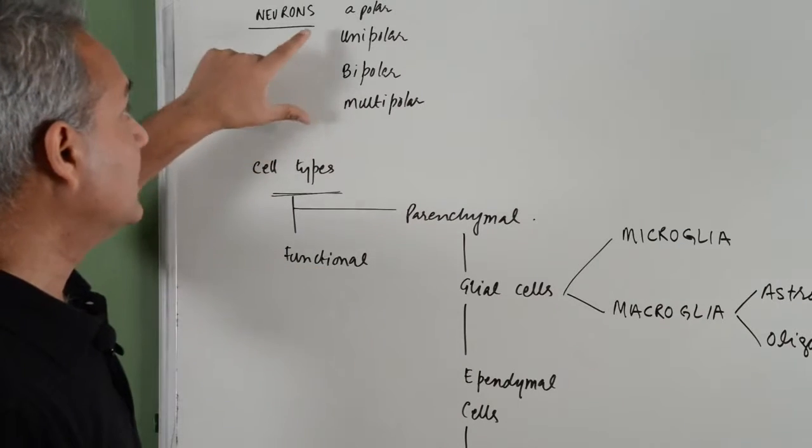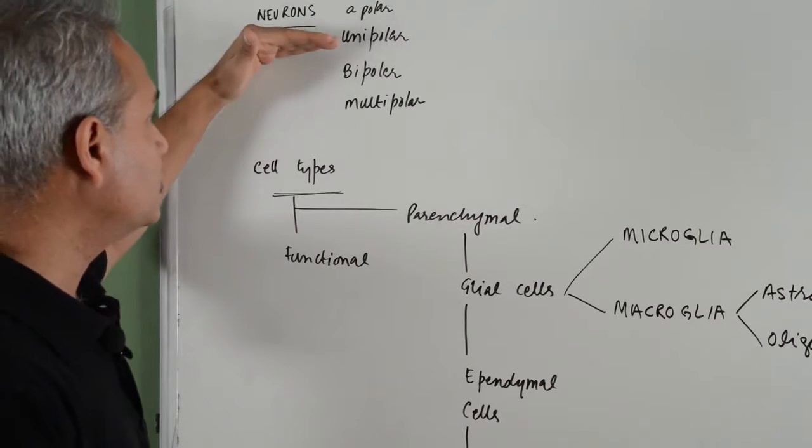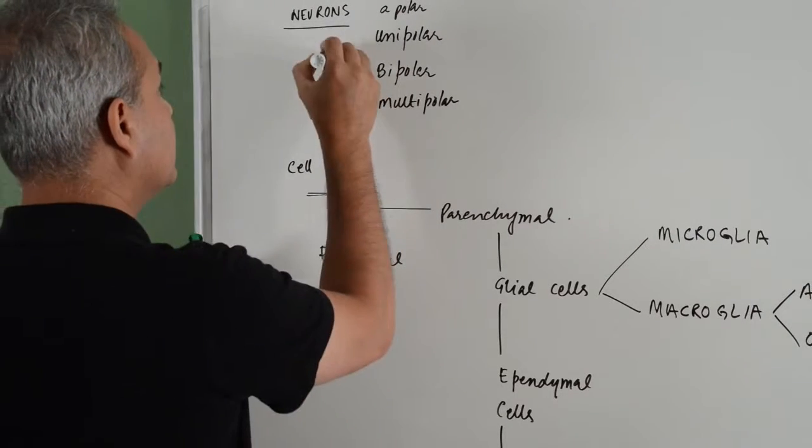Now neurons are of multiple types. Most of the books would tell you that neurons are pseudo-unipolar, bipolar, and multipolar. I should put pseudo here.